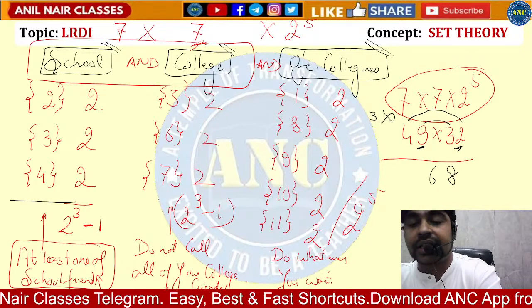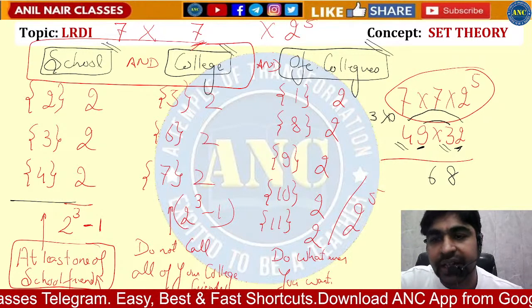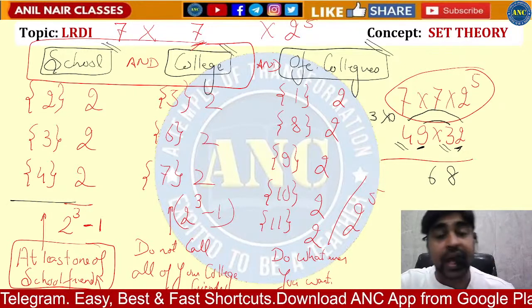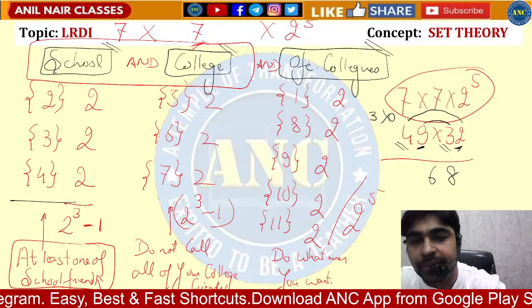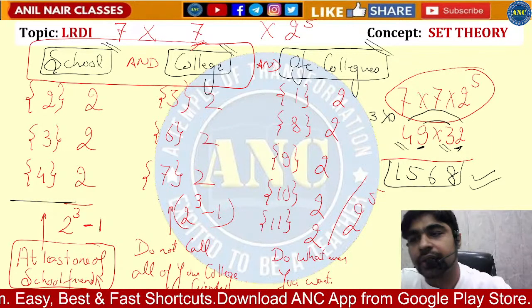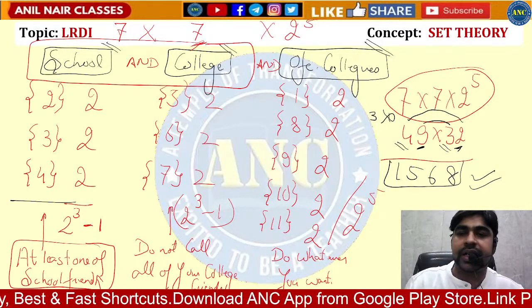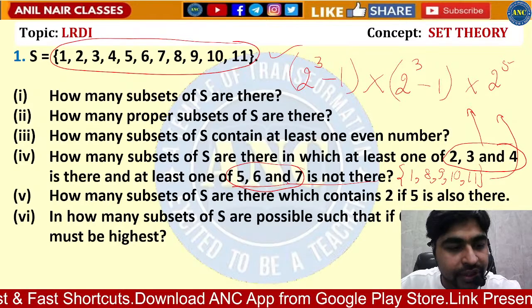Now multiply the tens places of both of them. So that would be 4 into 3, 12. And add 3 carry. So that would be 1568. Okay. 1568 would become my answer. Understanding my point? Now, coming to the next question.